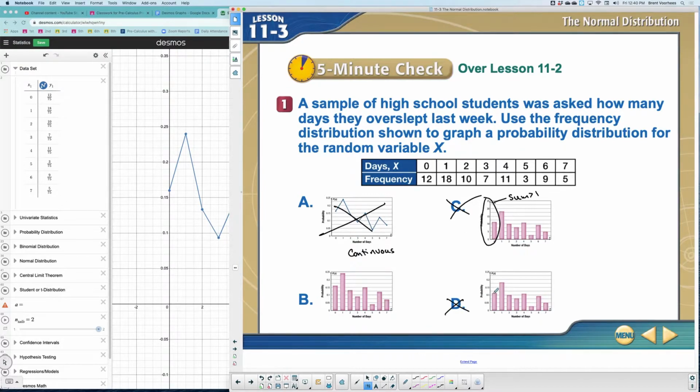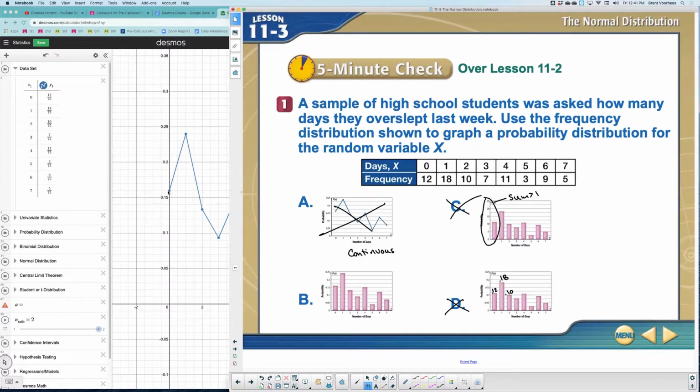So that value is going to be off. That was right here, 0.12. My guess is this one is going to be 0.18, and it is. You can see what they did on this incorrect answer is they just plotted the frequency as a decimal rather than actually calculating the probability.